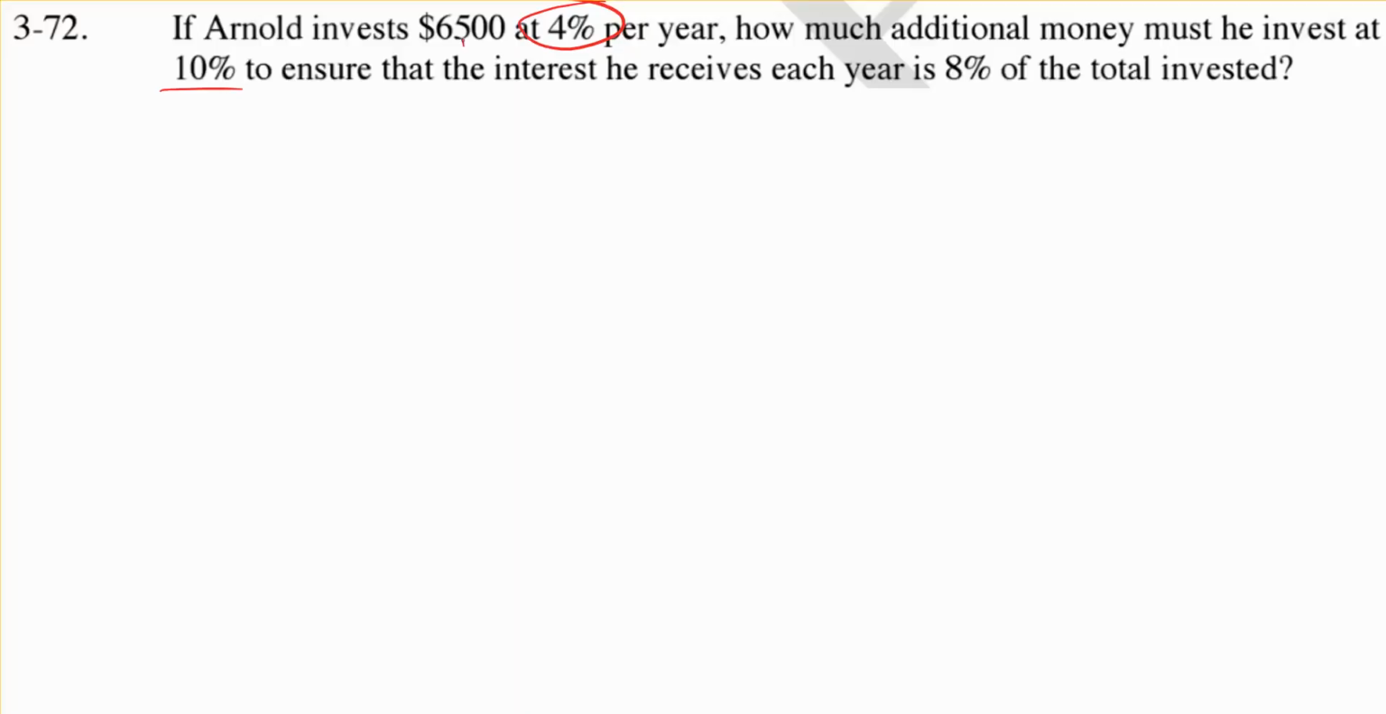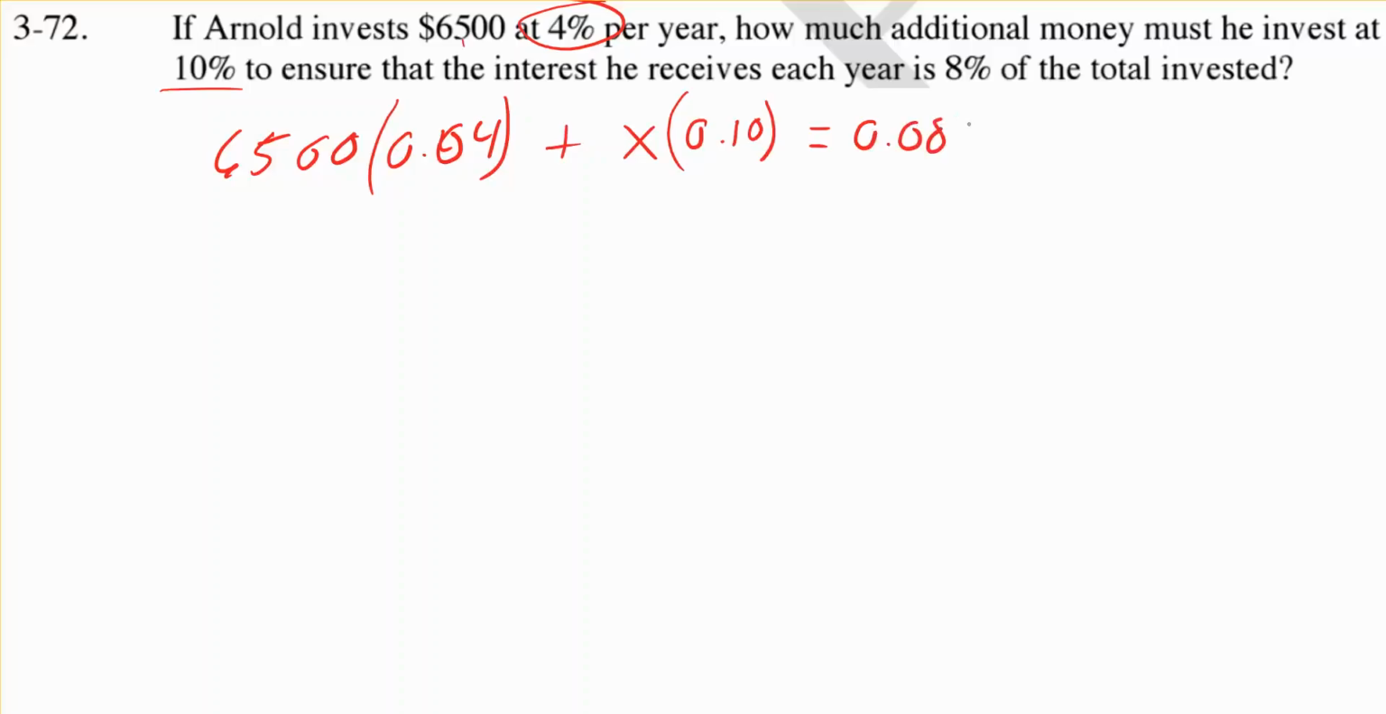And I think this one, your initial reaction is to say, well, 6,500 times 4% plus some amount of money at 10% has to be equal to 8% of the total money. So we kind of talk about balancing equations. So we've got money times percent plus money times percent has to be equal to percent times money. And what's this money? This money is 6,500 plus how much?